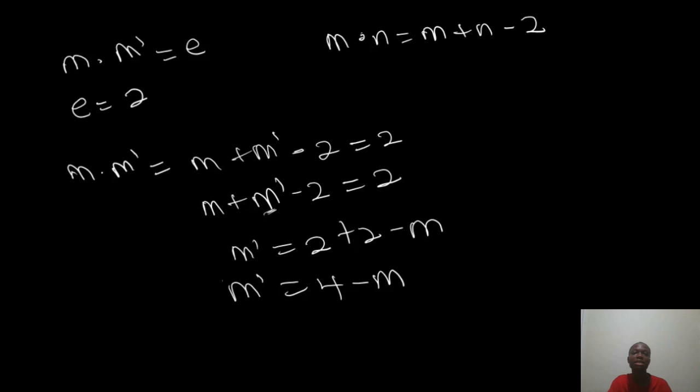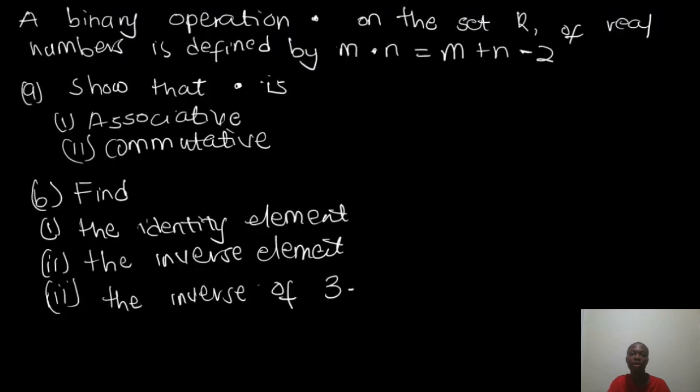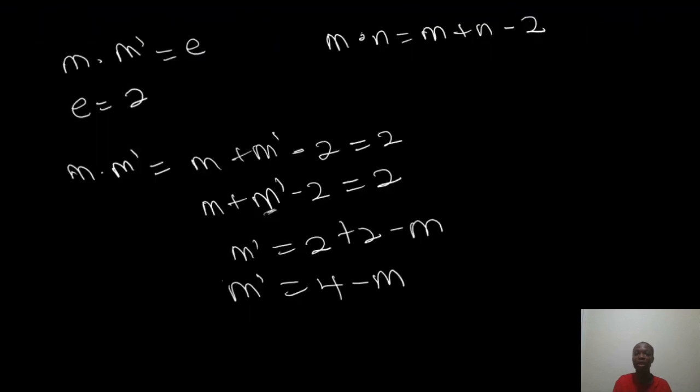The next one says that we should find the inverse of 3. So in place of m, we are going to put 3 there. Wherever we see m, we are going to put 3. So the inverse of 3 is going to be 4 minus 3, because the inverse is 4 minus m. So 4 minus 3 is going to give us 1. So the inverse of 3 is 1.